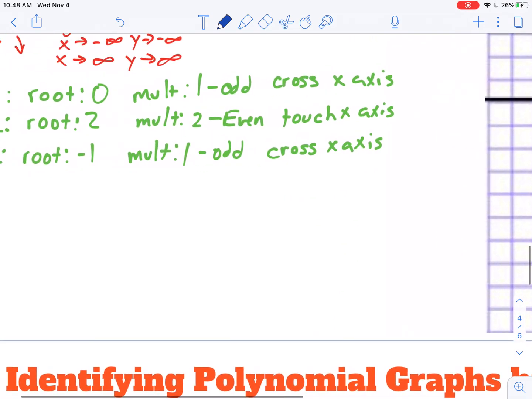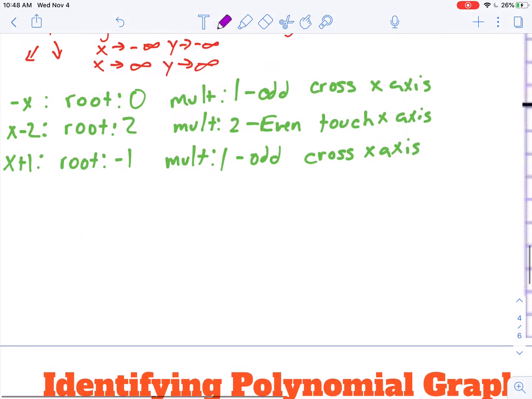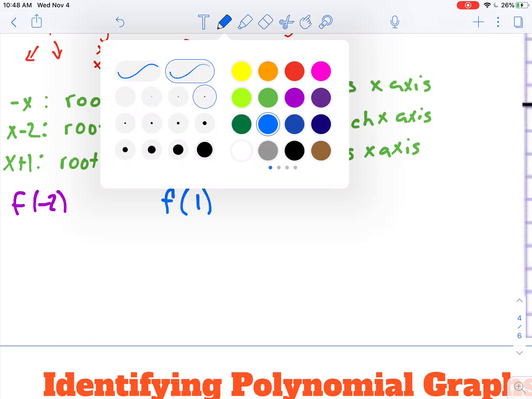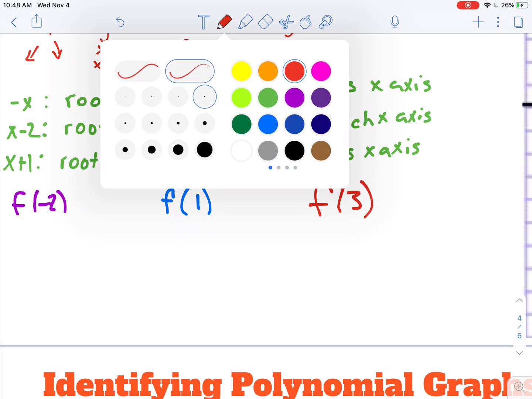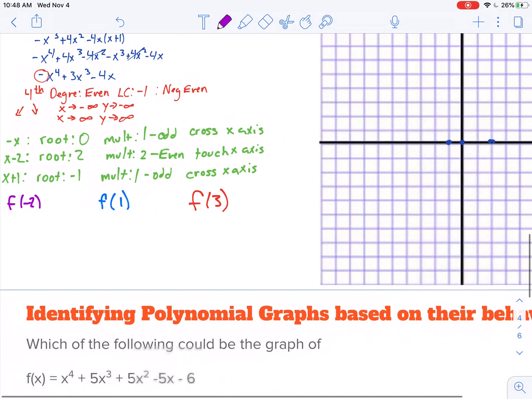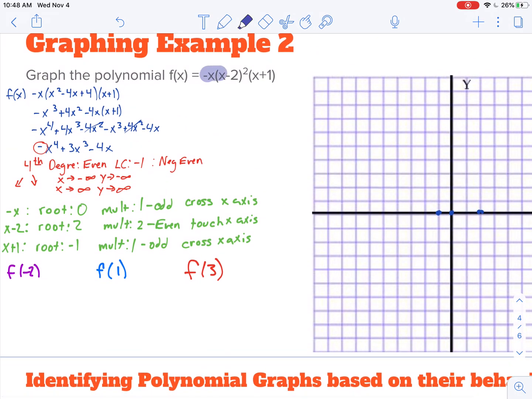So the 3 points I'm going to test are f of -2, I'm going to test f of 1, and I'm going to test f of 3. I'm not going to test that point 1/2 again because I'm just going to see what information I can gather from these. So when I plug in -2, I'm going to plug it into this original equation too.